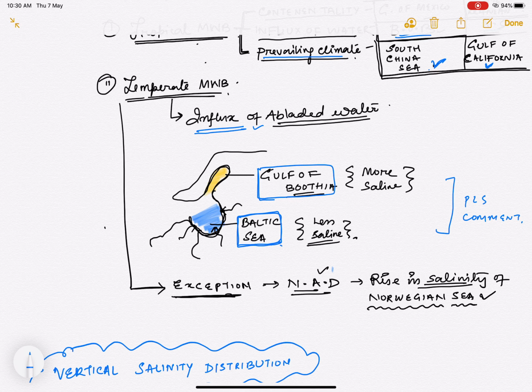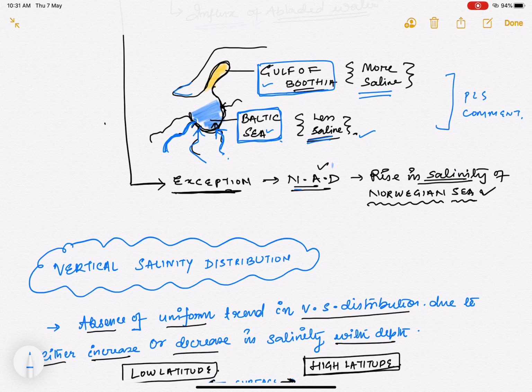The Gulf of Bothnia is more saline when compared to the Baltic Sea, which is less saline. Basically, both the Gulf of Bothnia and the Baltic Sea are marginal water bodies. Now within this context, in the Baltic Sea, more rivers are depositing their water, as a result of which it is less saline. However, there is an exception. NAD means your North Atlantic Drift, which leads to a rise in salinity in the Norwegian Sea. I hope you know that because I have already discussed it over here itself.